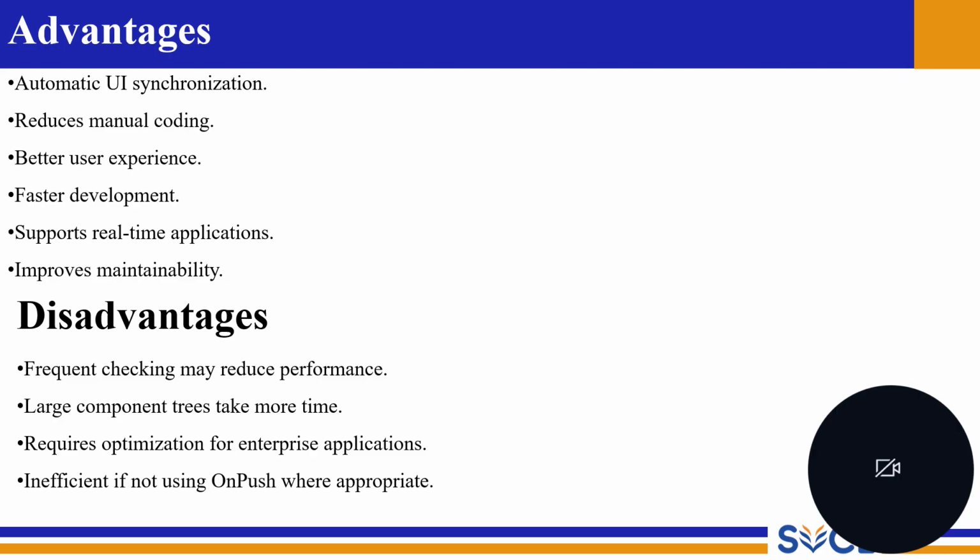Then the second one: a large component tree takes more time. By default, Angular checks the entire component tree. If an application has many nested components, change detection takes longer to complete.